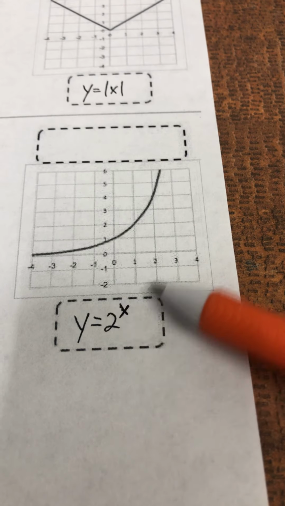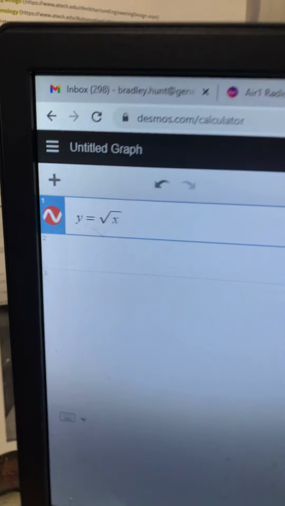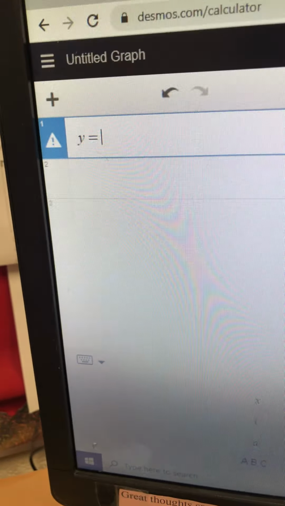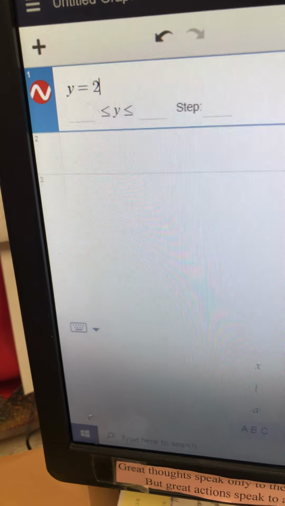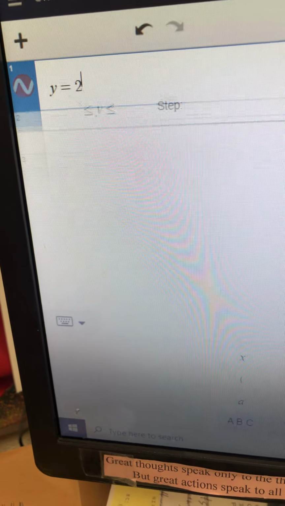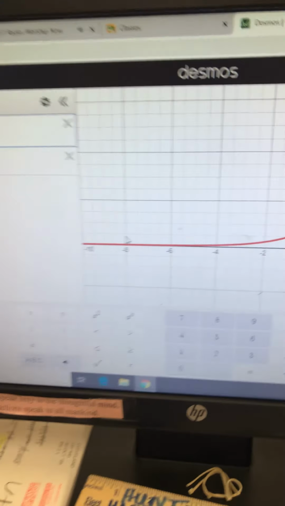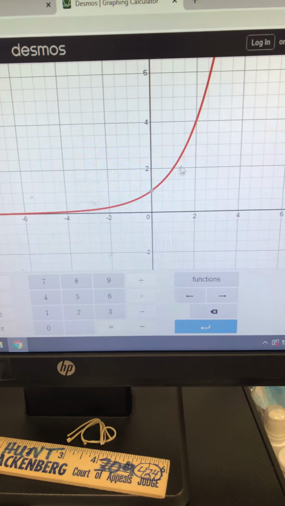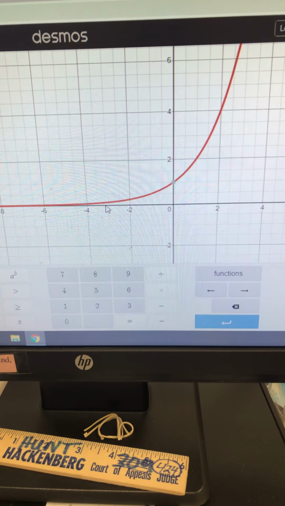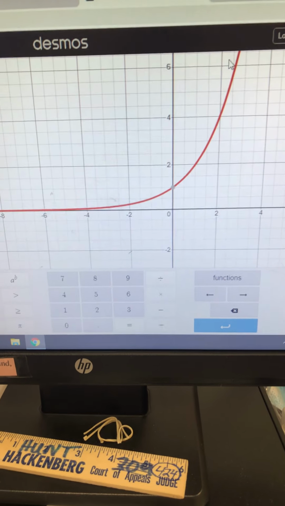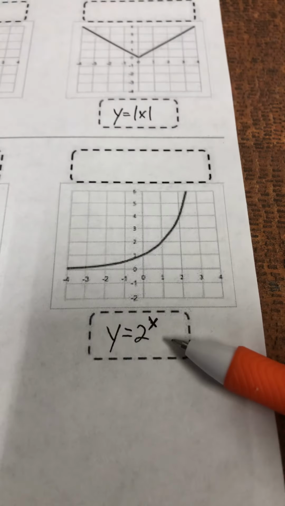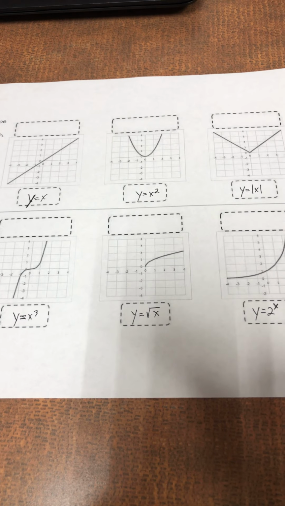So y equals 2 to the x. I mean, if you want to see it, I'm going to put a 2, and then I'm going to put my x up there. And then you can see what it ends up looking like on a graph, for any x value where the y values would be. And so that is the same as this one right here. Okay, so let me back that up. You can take a look at all those.